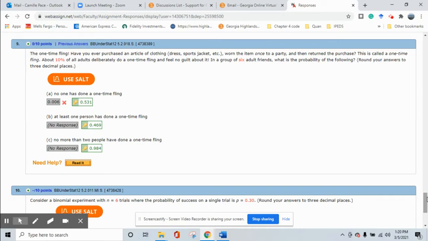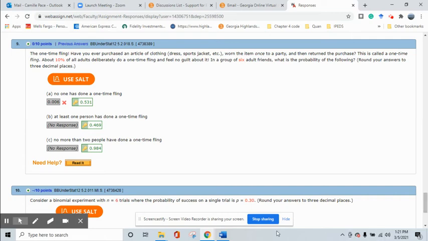About 10% of all adults deliberately do a one-time fling and feel no guilt about it. In a group of 6 adult friends, what is the probability of the following? Okay, so the first one is that nobody in your group of 6 does a one-time fling.